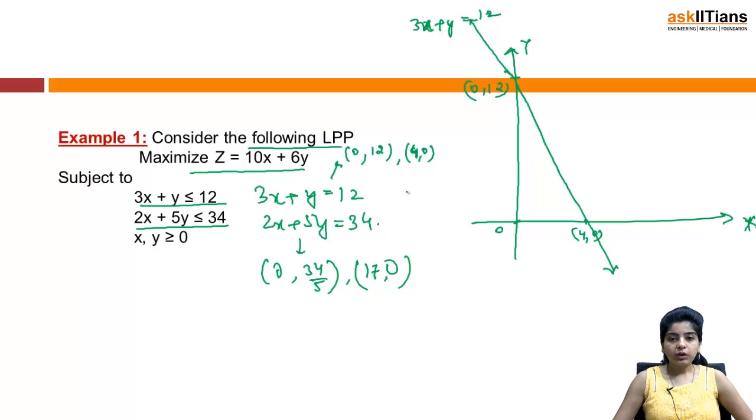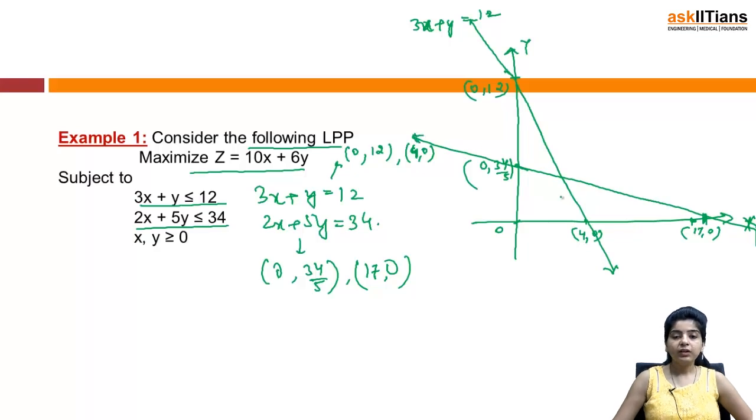And this is my line 3x plus y equal to 12. Next I need to draw 0, 34 by 5 and 17, 0. So I take this as 17, 0, and this is my 0, 34 by 5. Join these two. Just try to be a bit accurate in your graphs, right?